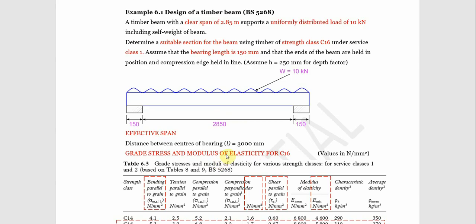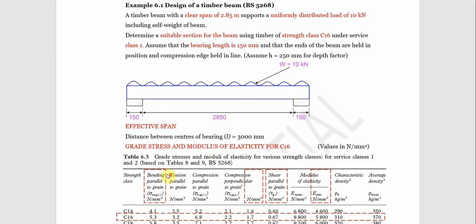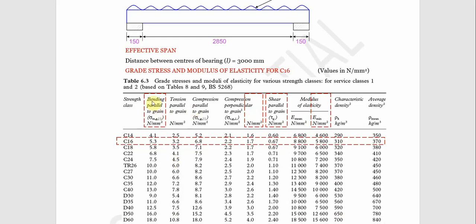So now the grade stress. Look at the grade stress and modulus of elasticity for C16. These are the values we want to select: the bending parallel to grain, the compression perpendicular to grain, and shear, and modulus of elasticity. Under this particular one, you can see that our C16 is 5.3 for the bending parallel to grain. So we write out each particular value that we will need for our calculations.